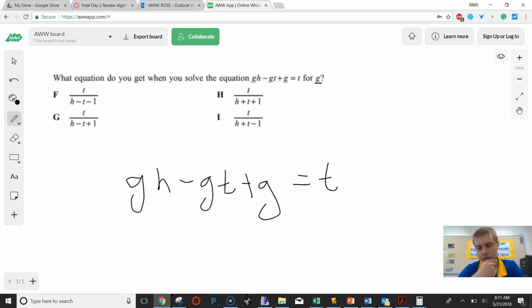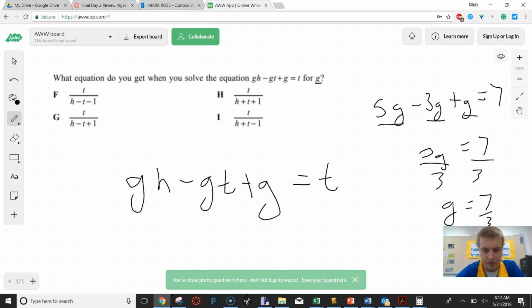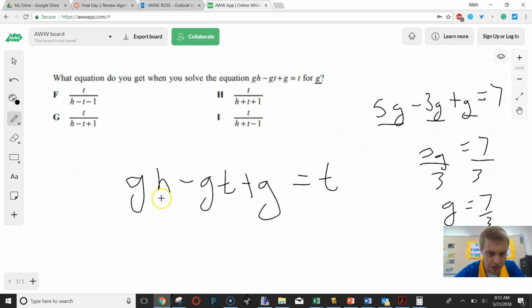Well, really what you want to do is think about, if you had the situation 5g minus 3g plus g equals 7, what would you do? Well, you would add and subtract these things together, and you'd say, oh, well, 5 minus 3 gives you 2, plus 1 gives you 3g, and that would equal 7. Then I would divide by 3 on both sides, and I'd have my answer. We're going to do the same thing. We're going to add and subtract our g's.